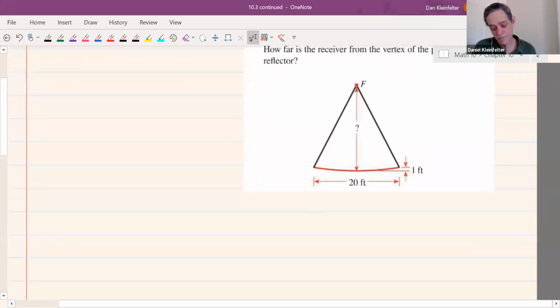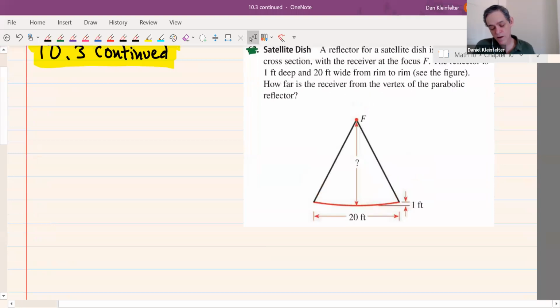So where to start? Okay, if we want to find that length between the vertex of the parabola and the focus, then it's going to be a big help if we have the equation for the parabola. And so let's start by doing that.